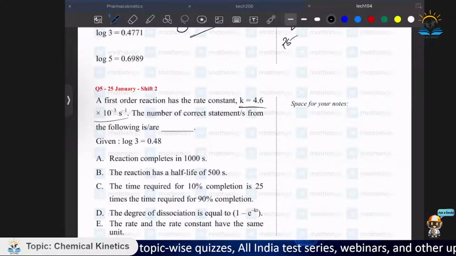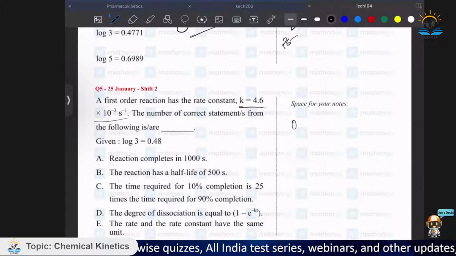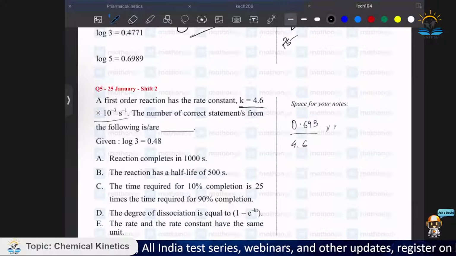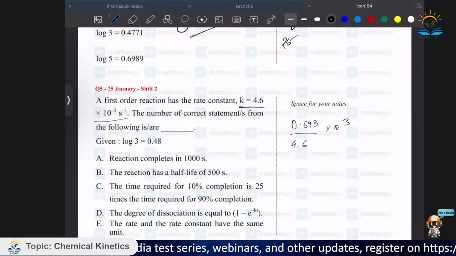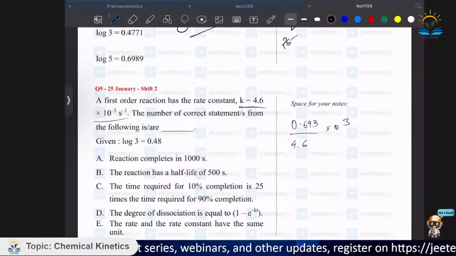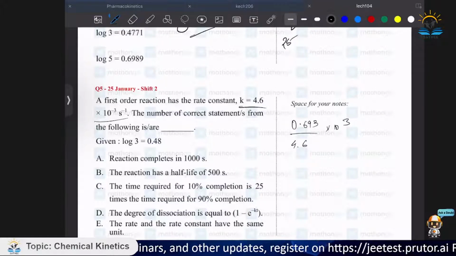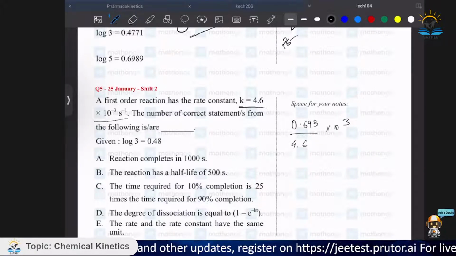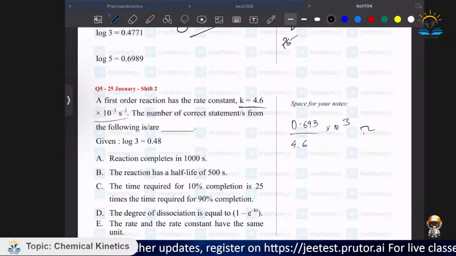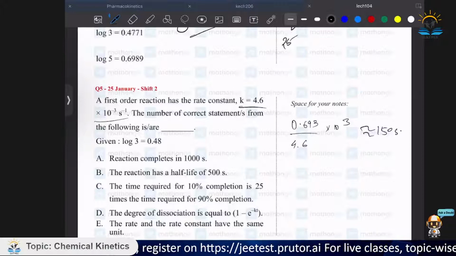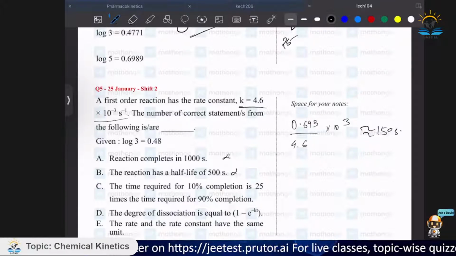Reaction has a half-life of 500. Let's see, 0.693 divided by 4.6 into 10 to the minus 3. So on doing the calculation, it comes out something like 150 seconds. So this is also a wrong statement.